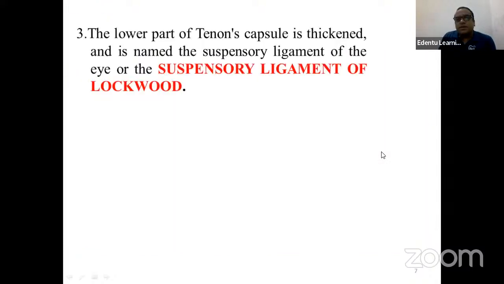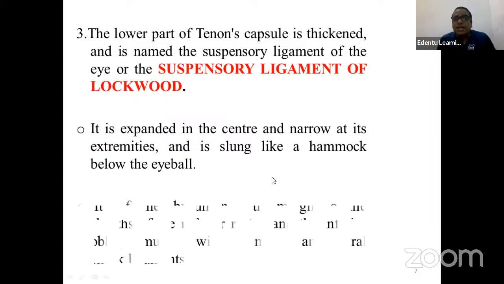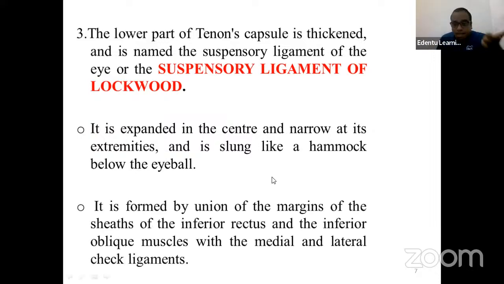Okay. So the lower part of the Tenon's capsule, this is the theory part which you have already understood. The lower part is thickened and it is known as suspensory ligament of Lockwood. In the center part, it is very thick, where your inferior oblique muscle and inferior rectus muscle are there. And on the sides, medial check and lateral check ligament, it is like a swing. So that is the question they have asked. So our first short answer is over.